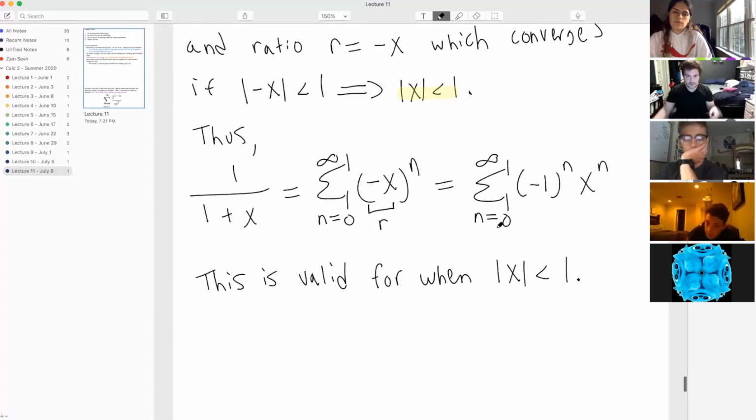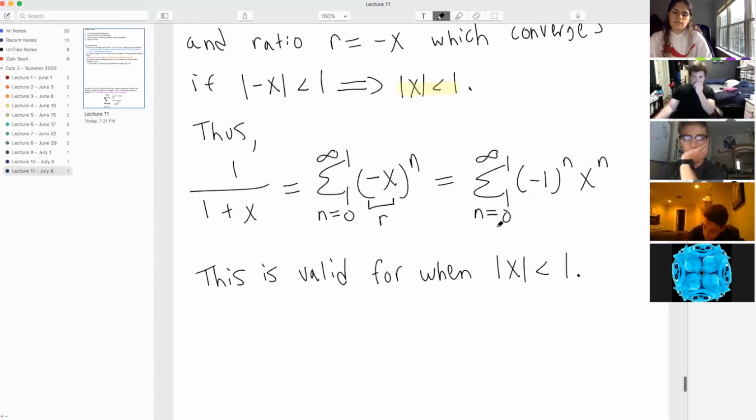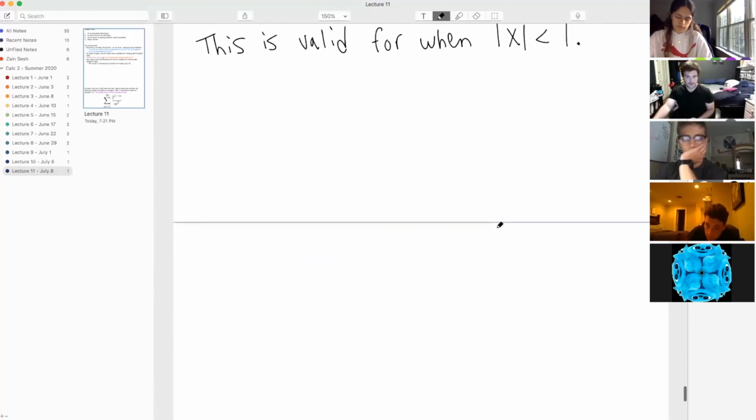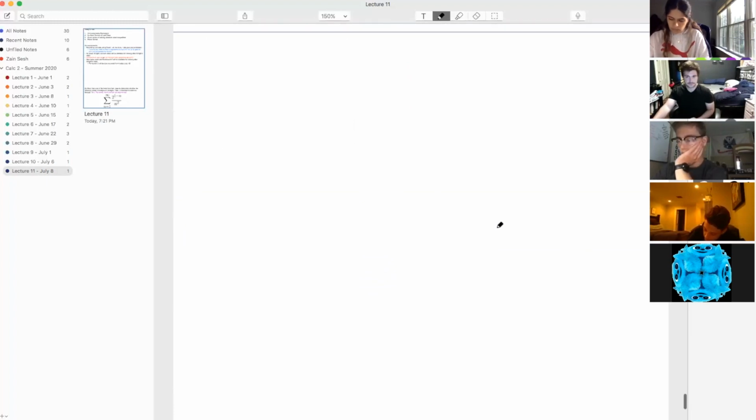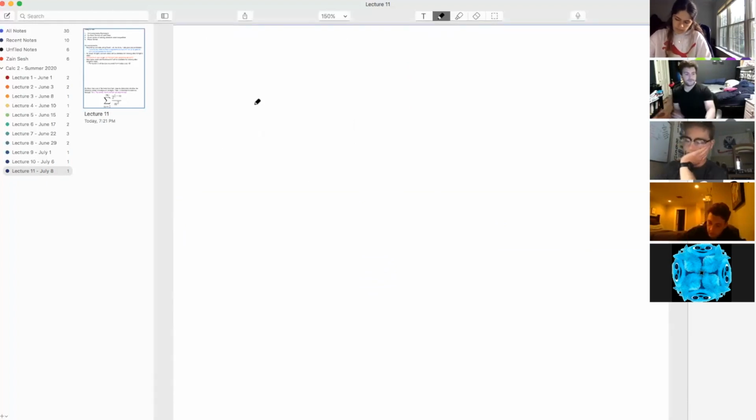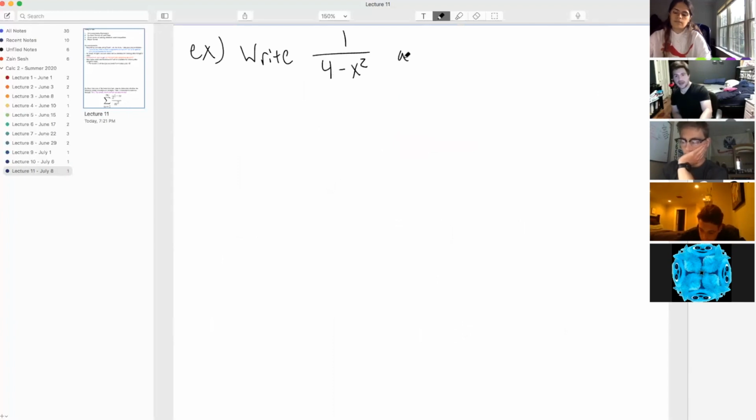Good. Okay, so I'll do another example if that's okay. Let's write 1 over 4 minus x squared as a power series.